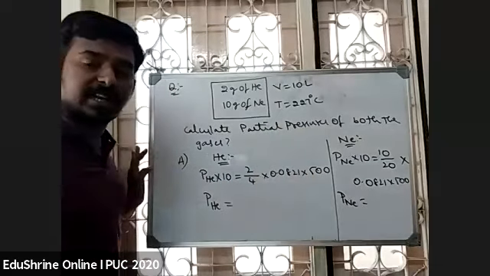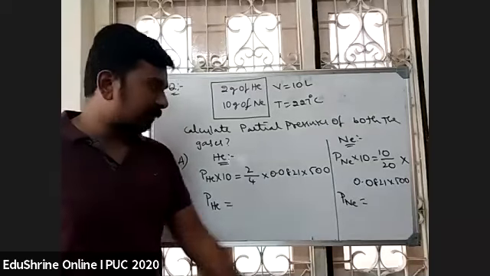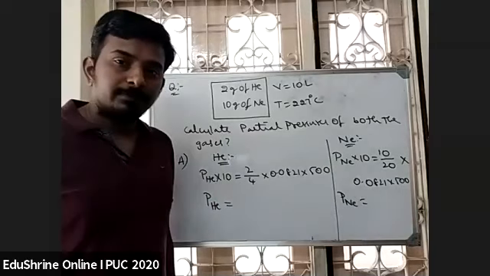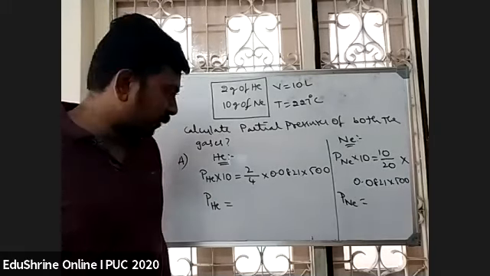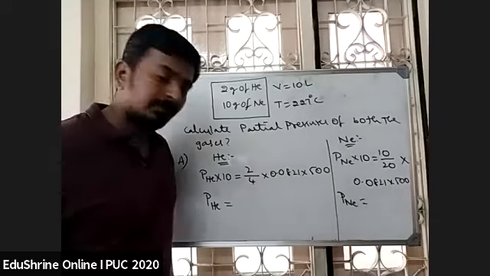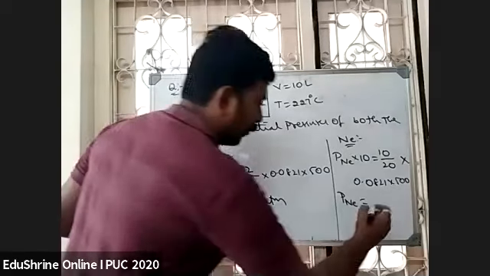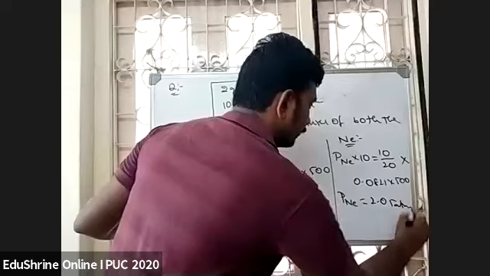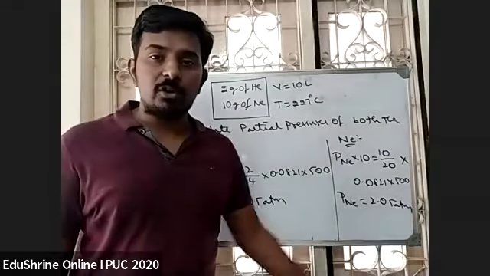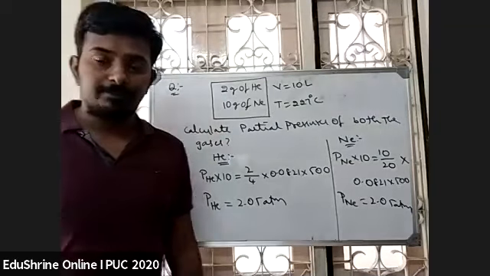This is direct, by using the ideal gas equation. Nothing to do with anything else here, right? Tell me, students, what will be the partial pressure of helium? What will be the partial pressure of neon? Same will be. How much will it be? 2.05. Yes. So this will be 2.05 ATM. This also will be 2.05 ATM. This is one way.